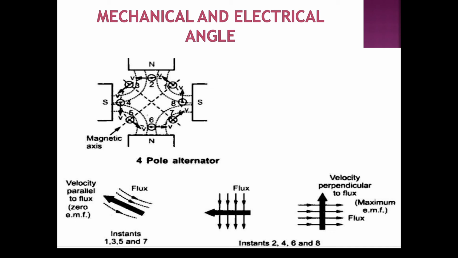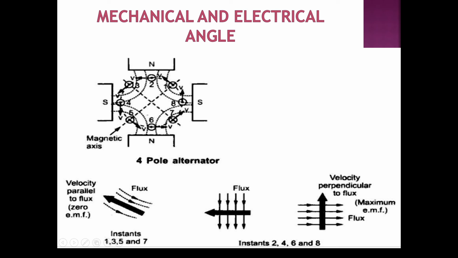So let us consider a four-pole alternator. Here we can see four poles: north, south, north and south. Okay, four poles of the alternator we are considering here. Due to four poles, the magnetic axis exists diagonally, like this, and it is shown here with the dotted lines.